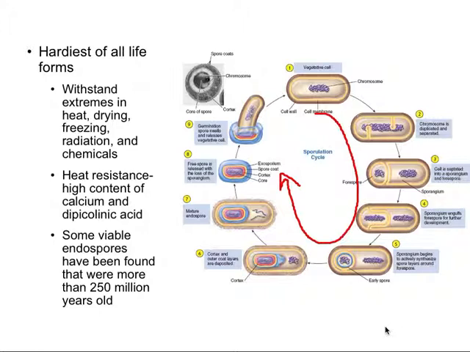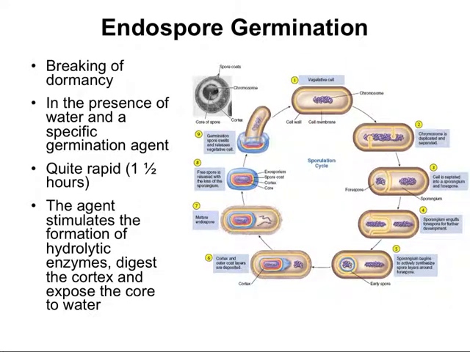Some viable endospores have been found that are more than 250 million years old. So essentially, this form has almost infinite possibility for survival. Once favorable conditions arise again, the endospore will revitalize or germinate. Germination requires not only water, but a specific germination agent. This agent might be something as simple as an amino acid or an inorganic salt. This combination stimulates hydrolytic enzymes in the endospore's membrane. These hydrolytic enzymes digest the cortex and allow the core to rehydrate, take up nutrients, and grow out of the endospore coat, as you can see in these steps here.